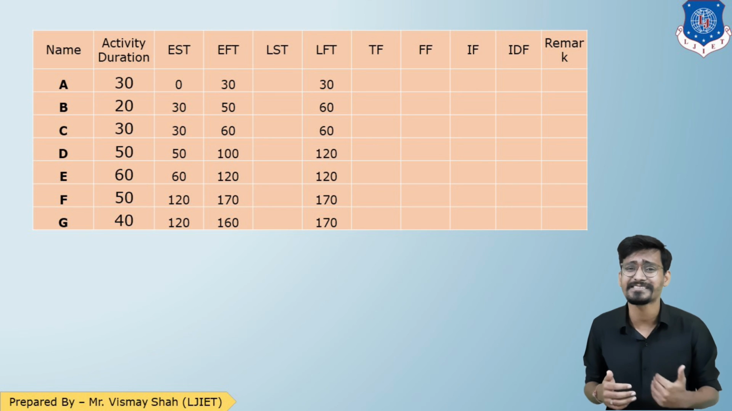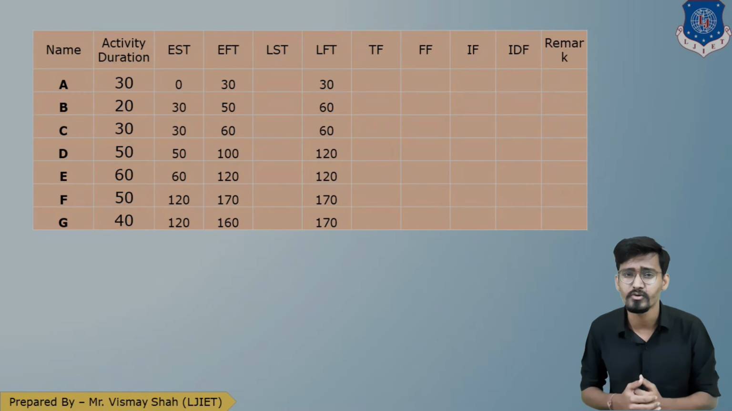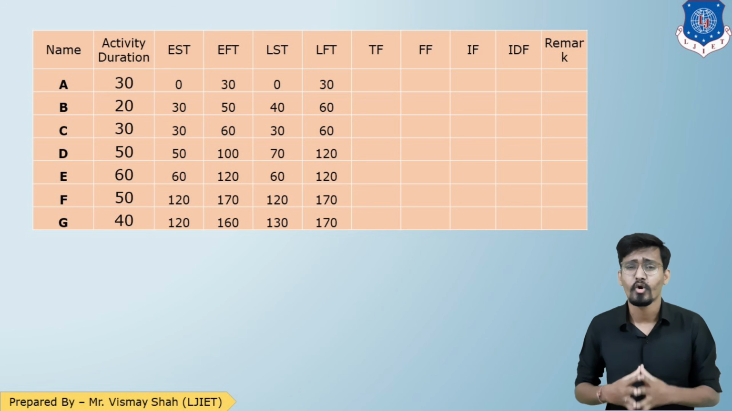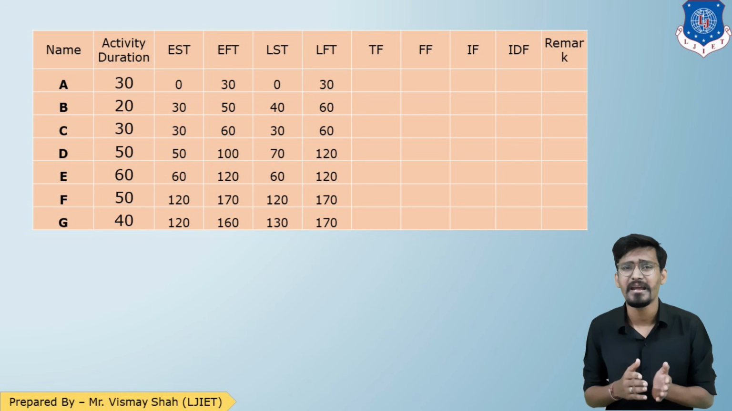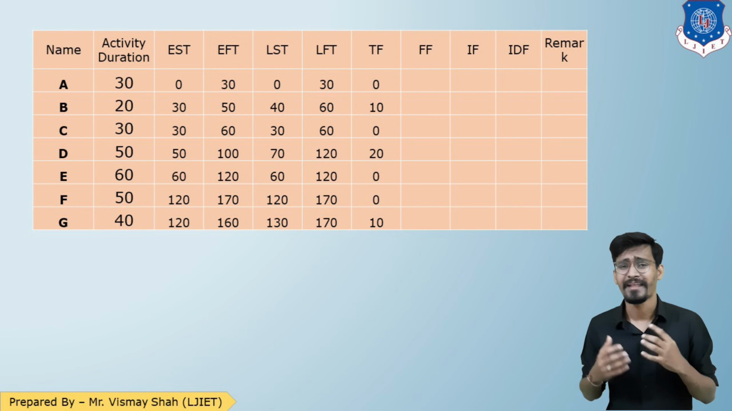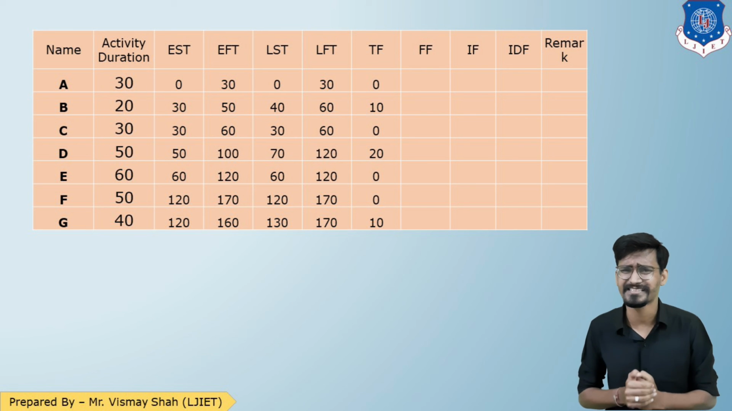Now LST. So LST is LFT minus duration. Let us do that. So that is the column of LST. Now total float, LFT minus EFT, or LST minus EST. So I'm going with the start time. So deduct the start time of both of them. So we'll get the total float as following. So here is the column of total float, and those activities having total float 0 can be termed as critical path. So activity ACEF is the critical.